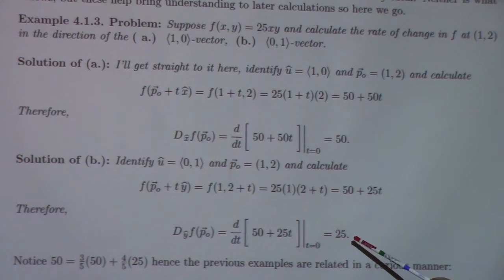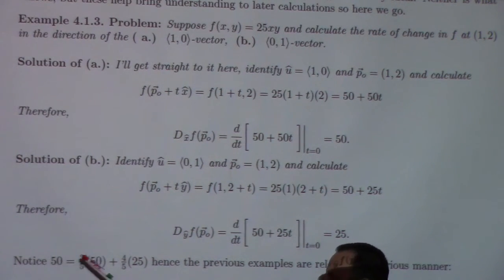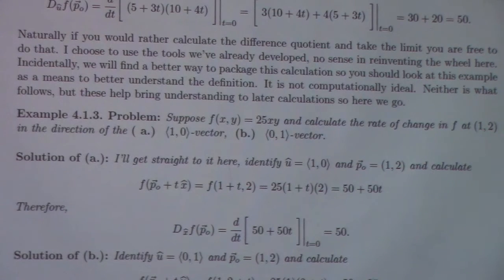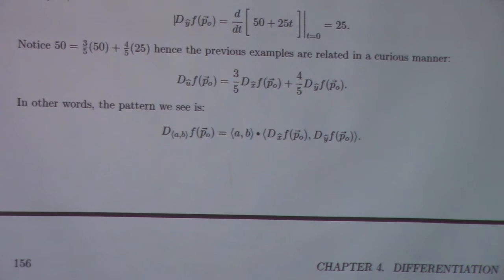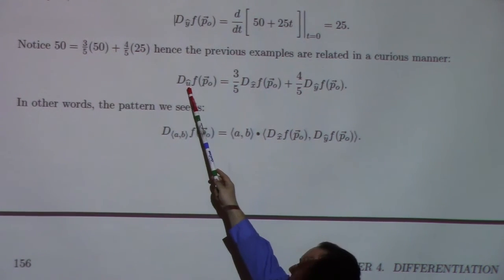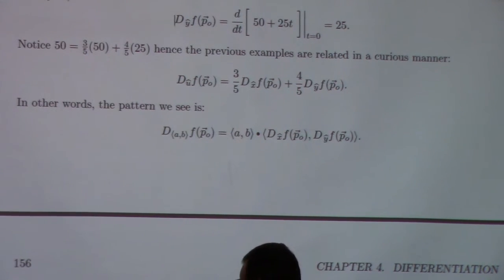Then you can compare the 50 we got in the previous example to the 25 we got in this one in the following way. It's 3/5 times 50 plus 4/5 times 25. I'm showing you the pattern here. Where'd it go? There it is. So in my first example, I had a, b, I had u hat, which was 3, 4. You remember u hat is what? Sorry.